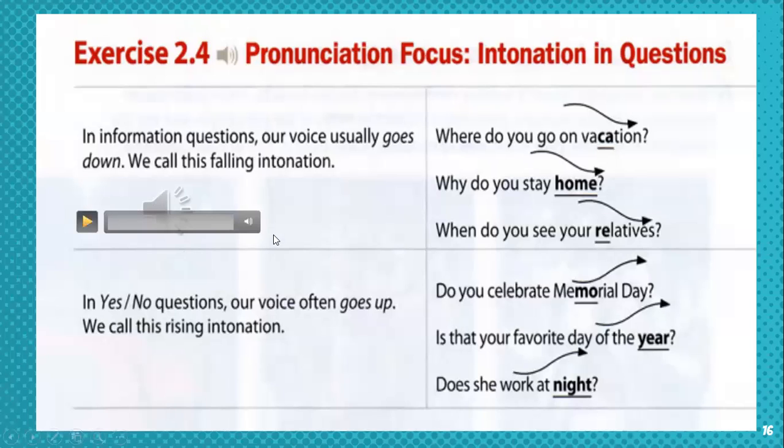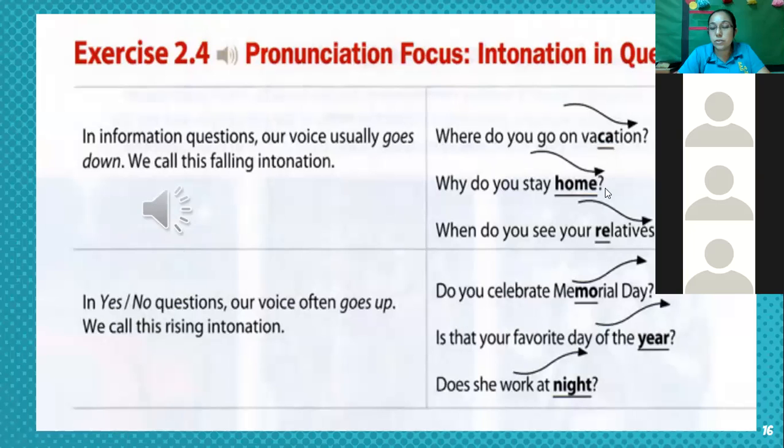Page 116, Unit 10, Exercise 2.4, Pronunciation Focus, Intonation in Questions. In information questions, our voice usually goes down. We call this falling intonation. Where do you go on vacation? Why do you stay home? When do you see your relatives? In yes-no questions, our voice often goes up. We call this rising intonation. Do you celebrate Memorial Day? Is that your favorite day of the year? Does she work at night?